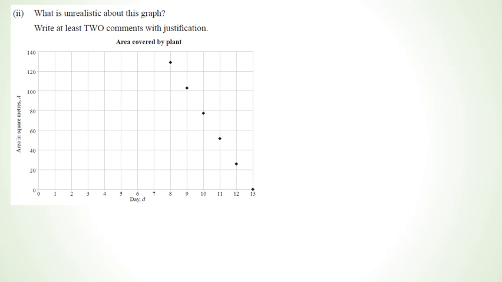So with this question, they've asked you what's unrealistic about this graph. Write at least 2 comments with justification. Now, there's a lot you can do here in terms of making comments, so it's kind of open to discussion, really. The first thing I'm going to point out is that these guys removing the plants are removing it in a straight line.